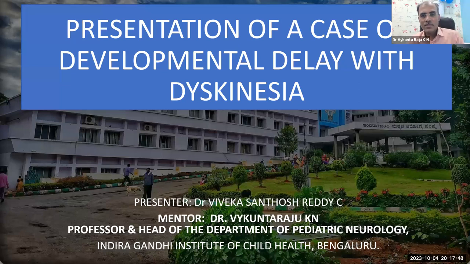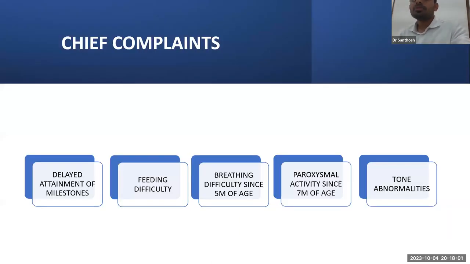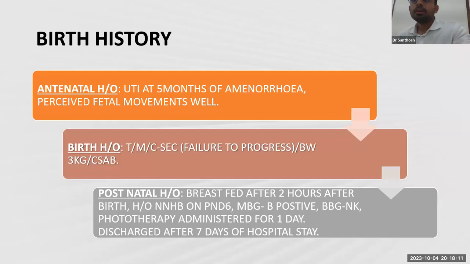The case of developmental delay with dyskinesia; my mentor is Dr. Vaikunth Raja, sir. This is a 2-year 7-month-old male child, Master SM, whose informant was the mother, a reliable source, hailing from West Bengal, presented with chief complaints of delayed attainment of milestones, feeding difficulty, and breathing difficulty since 5 months of age, and paroxysmal events noted since 7 months of age, with tone abnormalities.